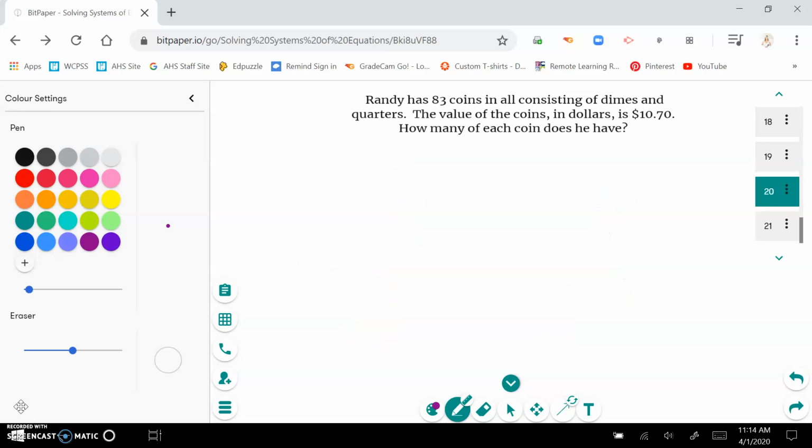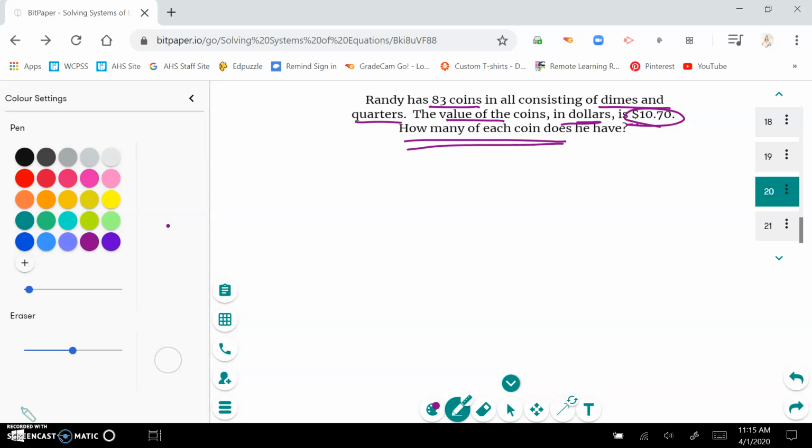So let's take a look at this example. Randy has 83 coins in all, consisting of dimes and quarters. The value of the coins in dollars is $10.70. How many of each coin does he have? So some key pieces in here are that we have 83 coins, consisting of dimes and quarters, for a value of $10.70. And they want to know how many of each coin he has.